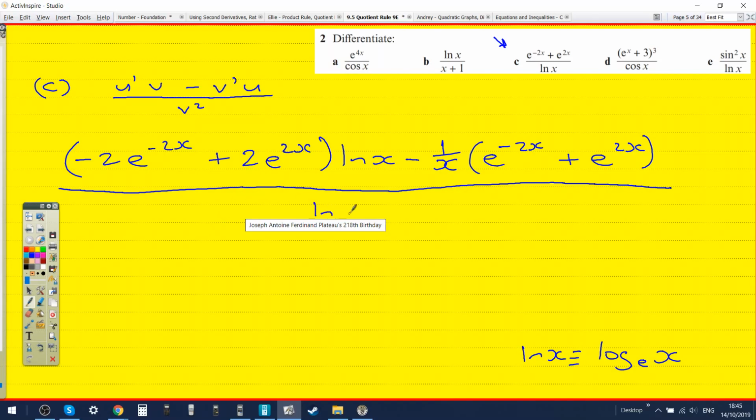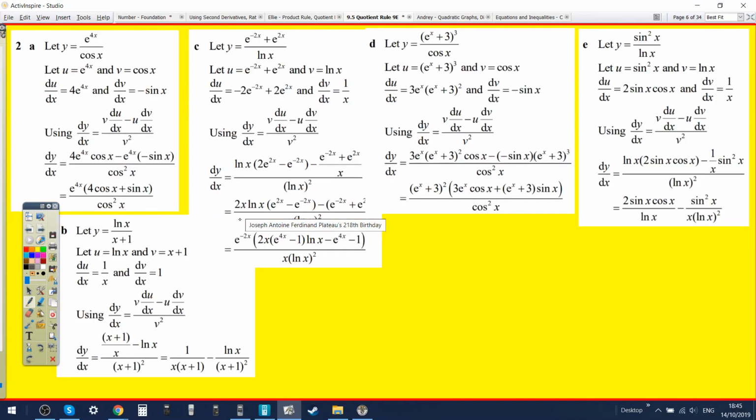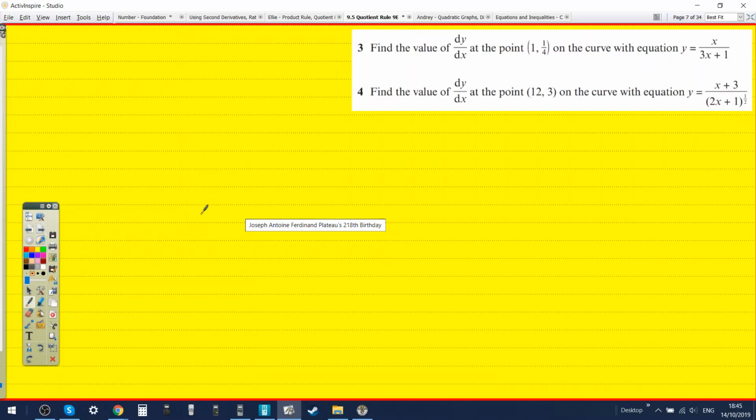Yeah, and I will stop there. That's it. You don't have to simplify that, because if you wanted to find the gradient at a point, you would just sub in some value for x. And we did C. There's a bunch of stuff there, and I'm not simplifying it. How would you do question 4?